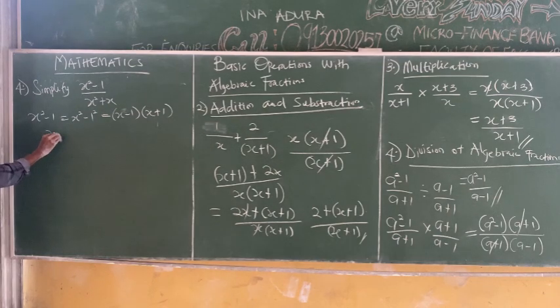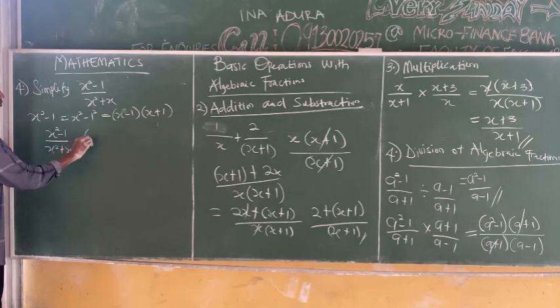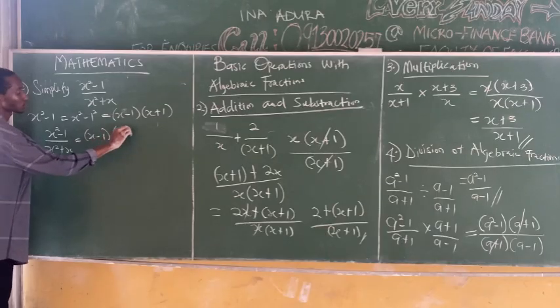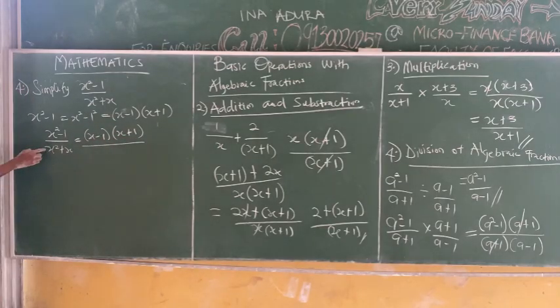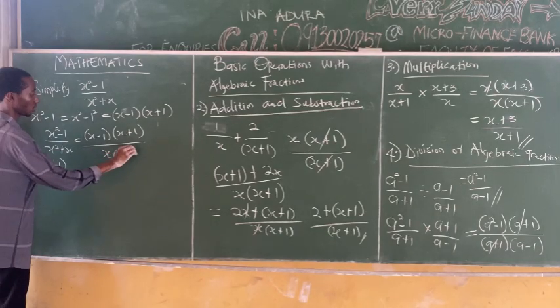So instead of writing x squared minus 1 in this equation, we replace it with this. We have x minus 1 into x plus 1 all divided by x squared plus x. If we factorize it, there's something common here. We have x. x is common. x squared divided by x, you have x, plus x divided by x, you have 1. So we bring it here: x into x plus 1.